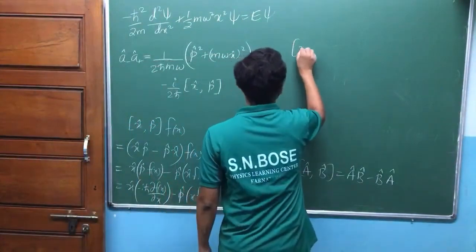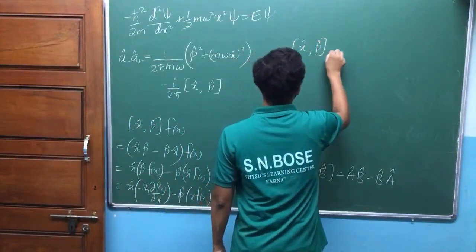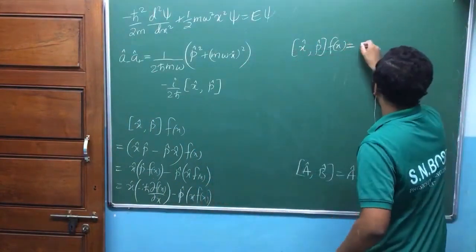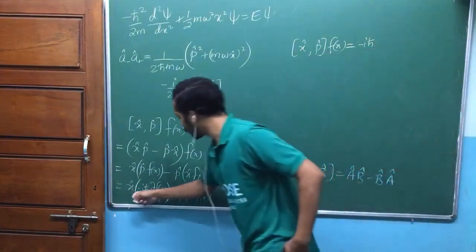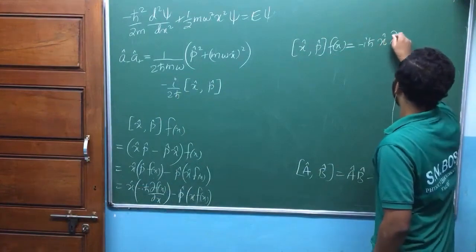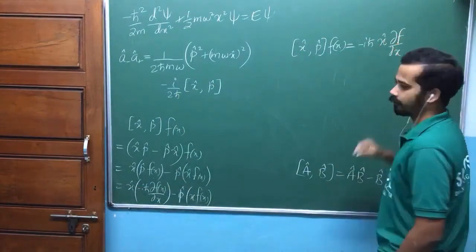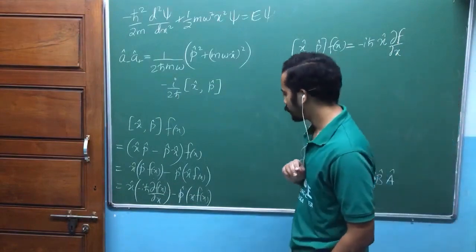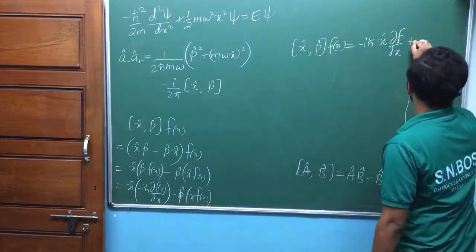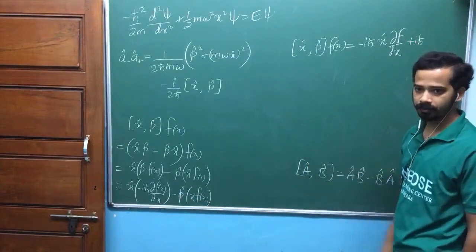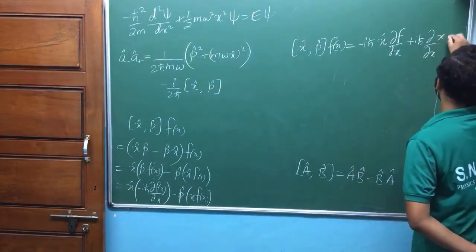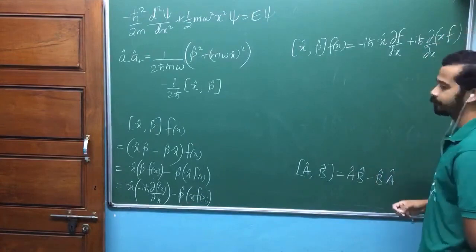Now [x cap, p cap] operating on f of x is equal to minus i h bar. I can manipulate this minus i h bar anywhere, so I can take it outside. x cap into ∂f/∂x, that is the first part, isn't it? Now the second part: minus p cap, that is minus of minus i h bar, so plus i h bar. Am I right? Because p cap is minus i h bar, one more negative sign will come. ∂/∂x of x into f of x. Can I take it like this? x into f.